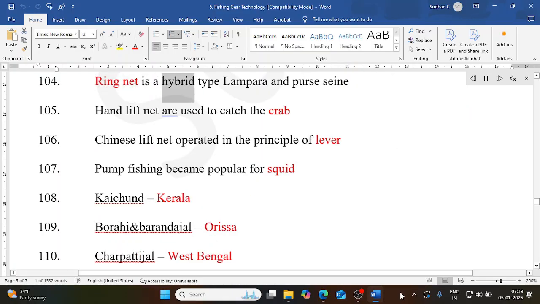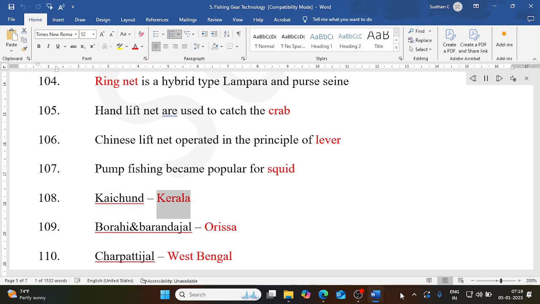Ring net is a hybrid type of lampara and purse seine. Hand lift nets are used to catch crab. Chinese lift net operates on the principle of the lever. Pump fishing became popular for squid.